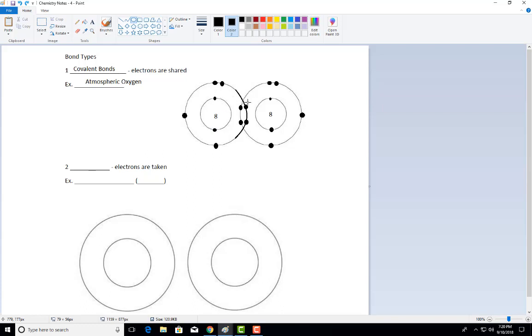He's still missing 2, but because they've overlapped with each other, they feel like they're getting a little bit of the electrons from the other one, but they're not taking them. These 2 electrons still belong to this atom, and these 2 electrons still belong to this atom. So really, they're just sharing the electrons, and that forces them to want to stick together. And this is what atmospheric oxygen is. This is the oxygen that you breathe.